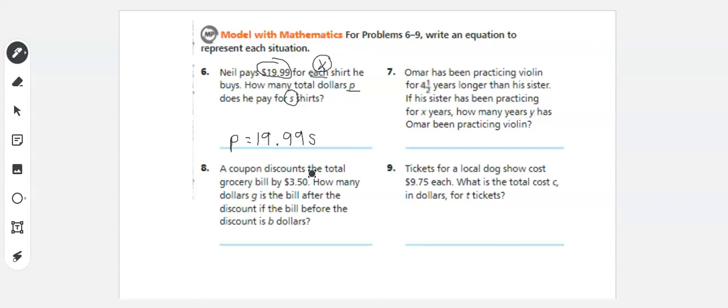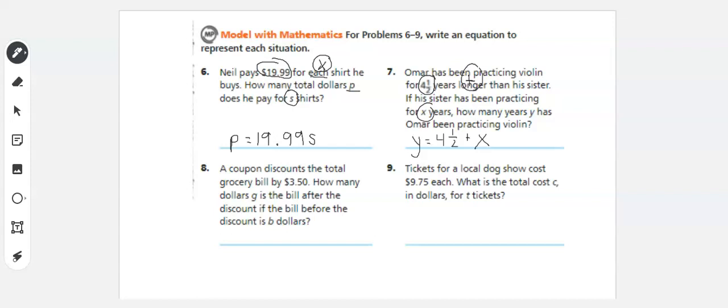This next one, Omar has been practicing violin for 4.5 years. So our number is 4.5 years longer than his sister. So that's adding. If his sister has been practicing for X years, how many years? Y. Remember when we have Y, it's Y equals 4.5. We're going to use the addition sign. And our other variable is X. That is it. Because if she's been practicing 5 years and he says 4.5 longer, it would be 5 plus 4.5, if he's been doing it 9.5.